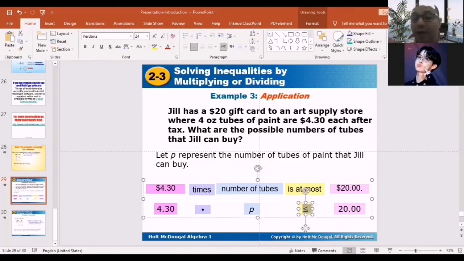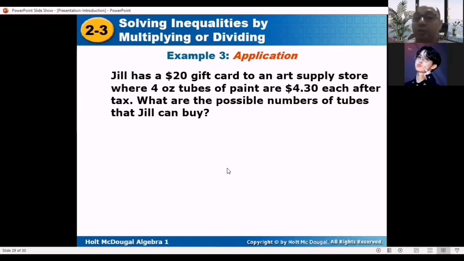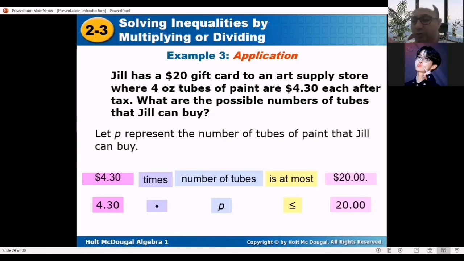The next one is how can we find it? How can we solve this problem according to the operation? When I see multiplication, we will do division; when I see division, we will do multiplication, and so on. Now, how can we solve it? We will write the inequality like this, according to the KWL strategy. This number times the number of tubes. We will write the number of tubes as a variable b. "At most" we convert to the mathematical expression smaller than or equal to.